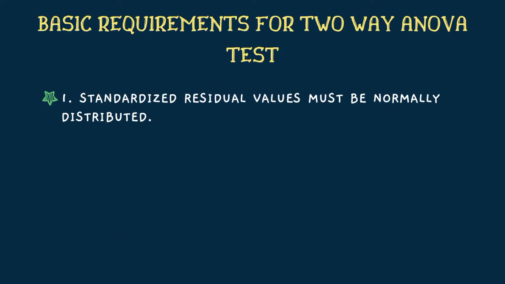The first is, standardized residual values must be normally distributed. This is the first condition that must be met before we perform the two-way ANOVA test. Therefore, we need to do a standardized residual normality test first to detect whether the value is normal or not. If it turns out that after the test is done, the results are not normal, then we have to forgo the two-way ANOVA test, and switch to non-parametric statistics. See the guide on the practice of the standardized residual normality test in two-way ANOVA SPSS.